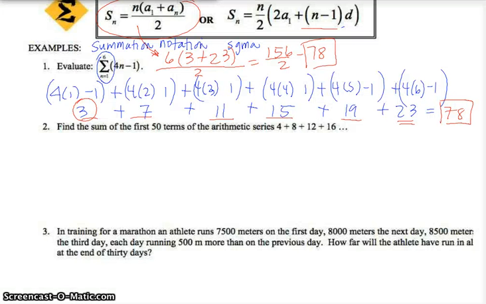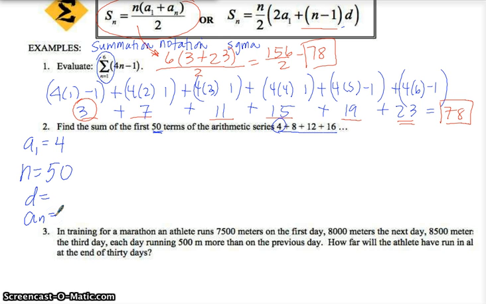Find the sum of the first 50 terms of the arithmetic series given the start is 4, 8, 12, plus 16, etc. So you can clearly see that a sub 1 is equal to 4. We should be able to get n, right? We're asking about the sum of the first 50 terms, so we know n equals 50. So now we either have to get d or we have to get a sub n. Which one do you think is easier to get?